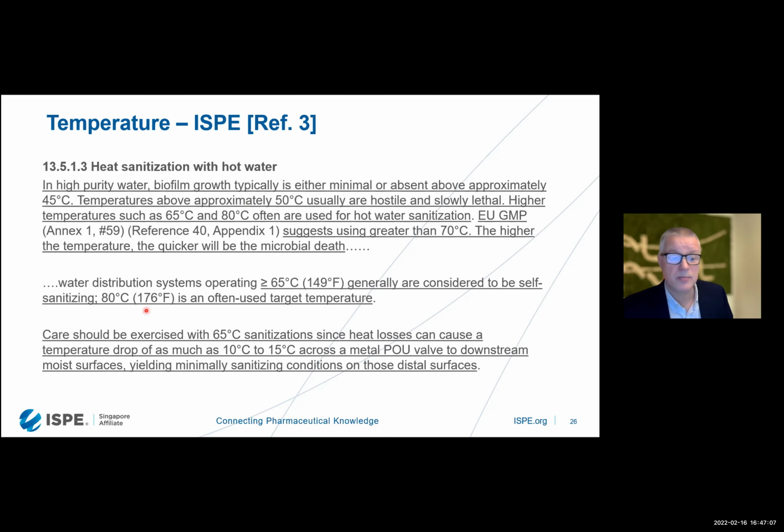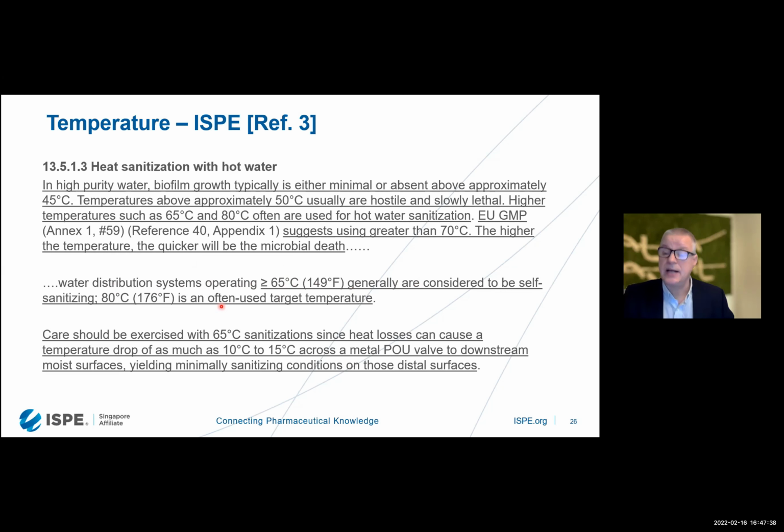What they summarize in ISPE here is that water distribution systems operating above 65 degrees Celsius are generally considered to be self-sanitized. And if you are operating a hot water system, you don't need to sanitize, you shouldn't sanitize them. So keep it at around 65 or slightly higher than 65, you are on the safe side for bacteria, and you also minimize the risk for rouge to develop in the system.